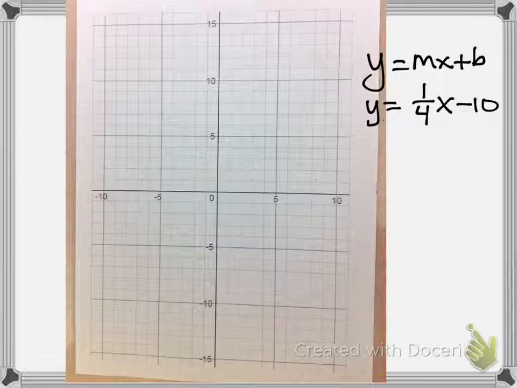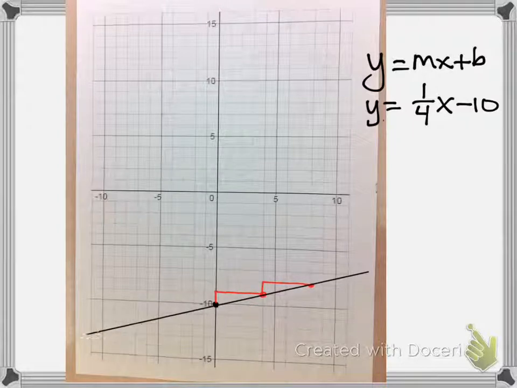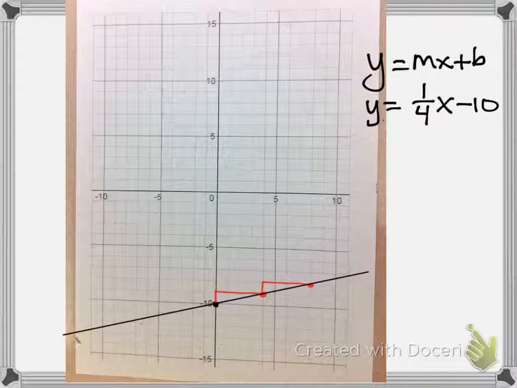I'm going to go down to -10, and then I'm going to rise 1, run 4, rise 1, run 4, and then I'm going to draw with my ruler a line that goes all the way across the page. And then I'm going to very neatly label that line as y equals 1/4 x minus 10.